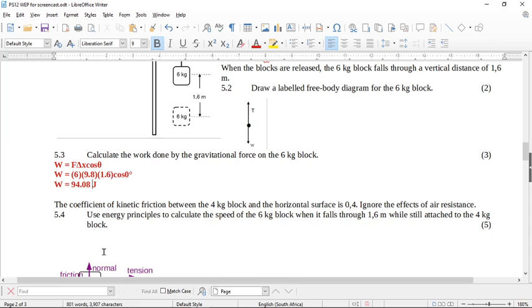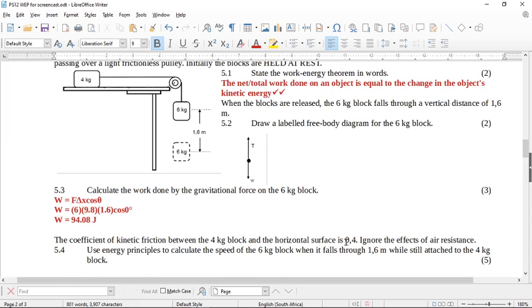The coefficient of friction between the 4 kilo block and the horizontal surface is 0,4. Ignore the effects of air resistance. Use energy principles to calculate the speed of the 6 kilo block when it falls through 1,6 meters while still attached to the 4 kilo block.